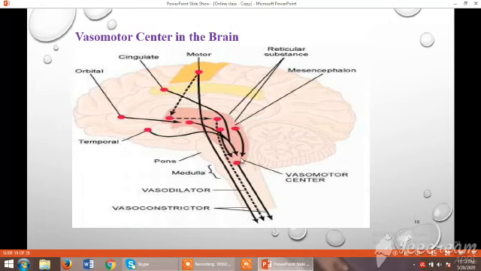Where is it located? It is located bilaterally, mainly in the reticular substance of the medulla and at the lower third of the pons. This is the vasomotor center. This center transmits parasympathetic impulses through the vagus nerve, which we will see later, to the heart, and transmits sympathetic impulses through the spinal cord and the peripheral sympathetic nerves to virtually all the arteries and arterioles. It mainly comprises some areas: vasoconstrictor areas and vasodilator areas.